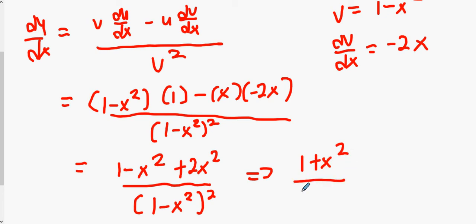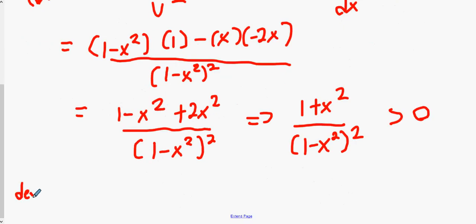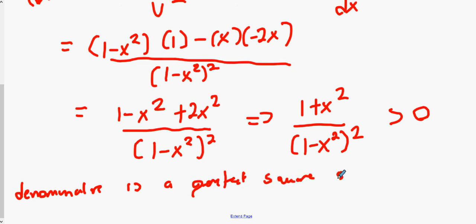Now, you're going to have to explain why this is a positive number, no matter what. Okay? Now, first thing you can say is the denominator is a perfect square. What does that mean? Always positive, yeah? Everybody happy the denominator is always positive?